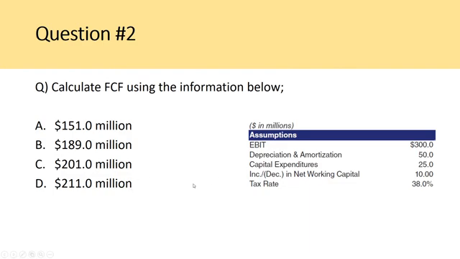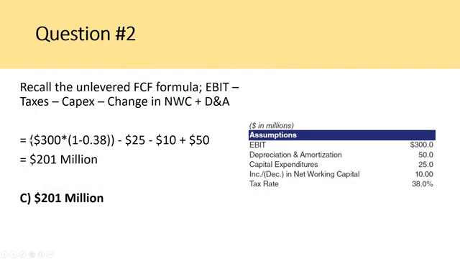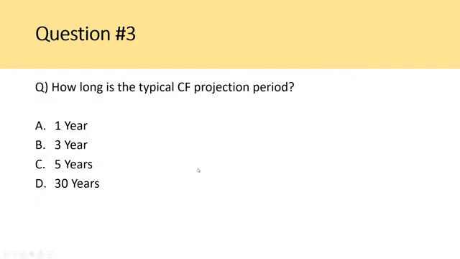So the answer to question 2 is C. We calculate our net operating profit after tax, then take away our capital expenditures and our increase in net working capital, and then add back the non-cash charge of depreciation of $50 to get 201. Okay. Question number 3. How long is the typical cash flow projection period?